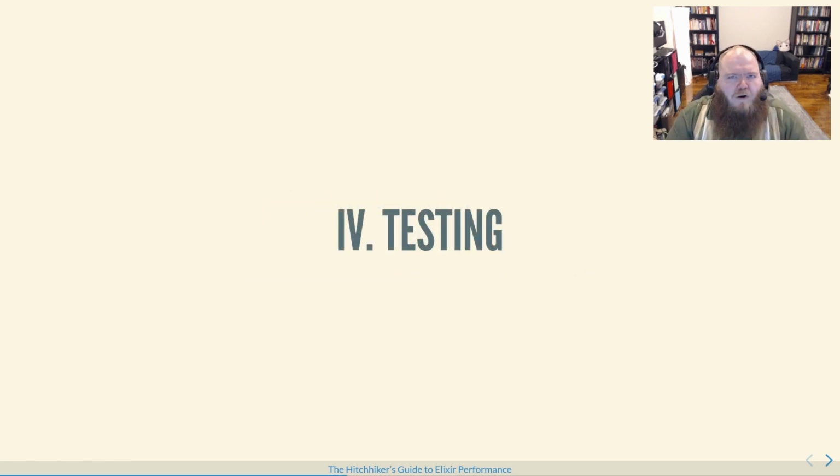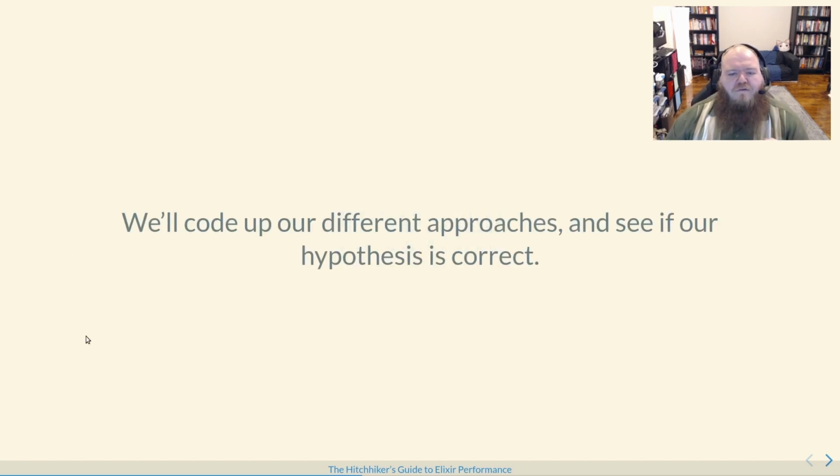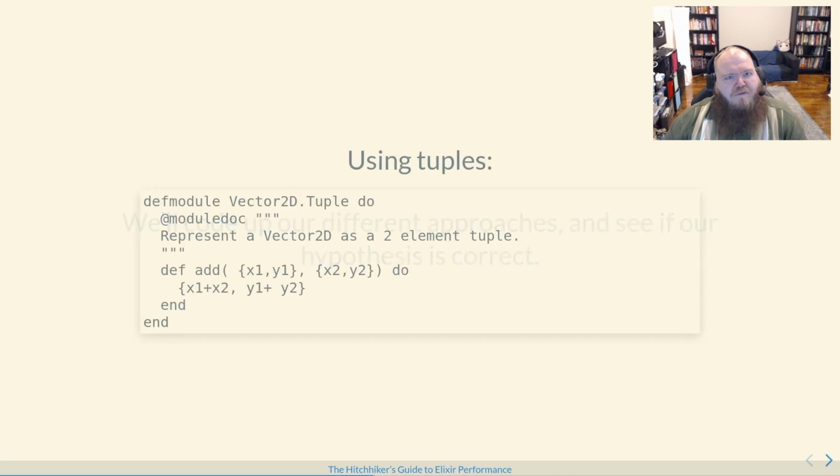So then comes the part of the method where we actually set up our experiments, and then we run them. In our case, we're going to have to code up our different approaches and see which one actually bears fruit for our hypothesis being correct. Using tuples, it's very straightforward. We create a tuple, we destructure the argument tuples, and then create a new tuple and return it with the sum of the elements. No big deal.